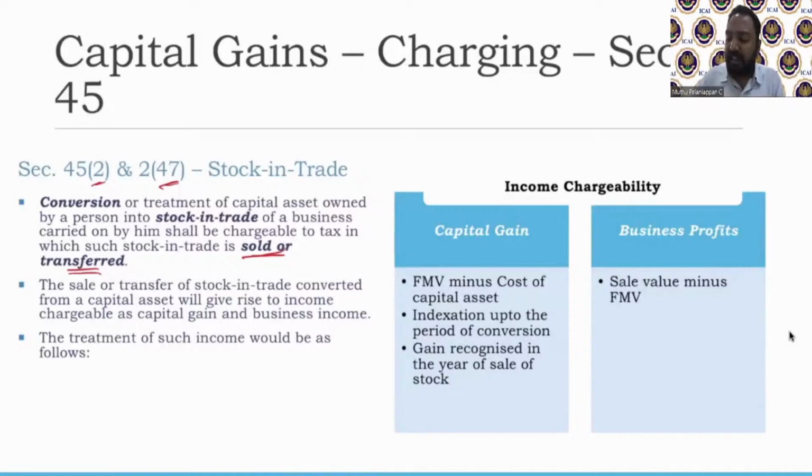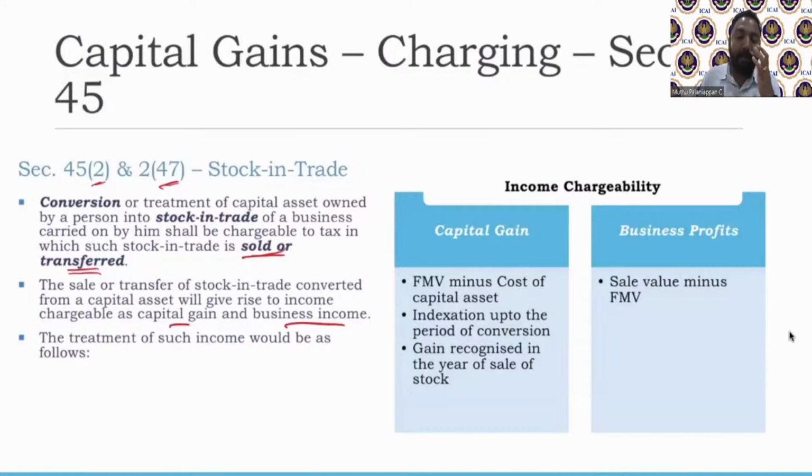So the sale or transfer of stock in trade converted from a capital asset will give rise to income chargeable as capital gain and business income. So in this conversion, you'll have both incomes. One part will be called capital gain, another part will be called business income. How do you do that?